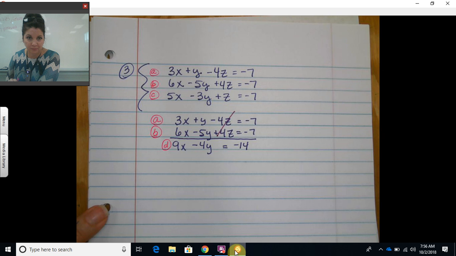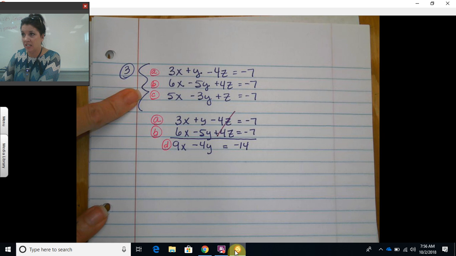So now remember, we have not used equation C yet. All three equations have to get used. So that means either A or B will get used a second time, and that's okay. But C, all of them have to be used at least once.